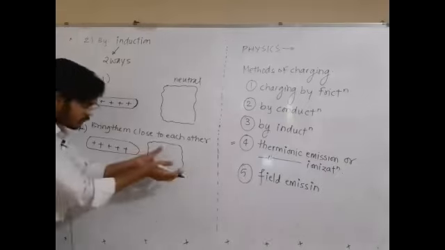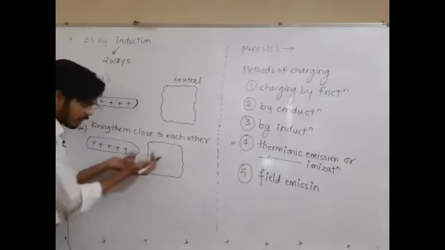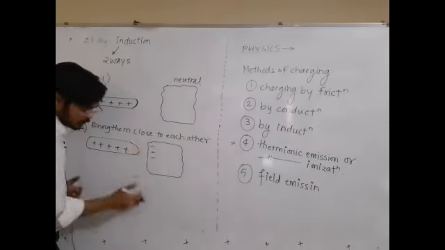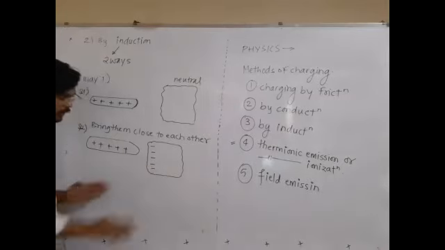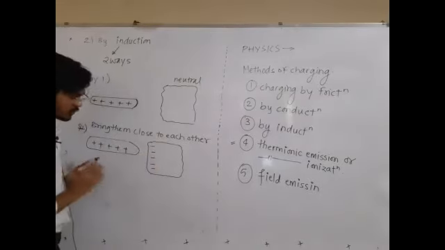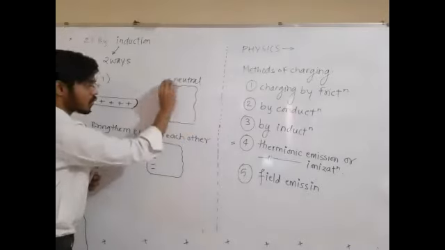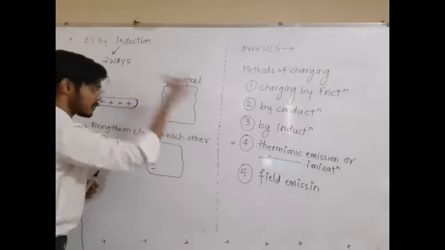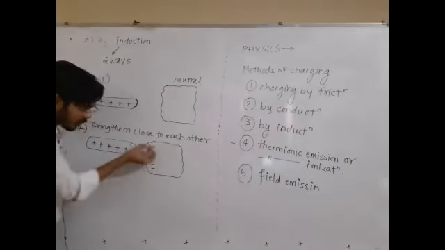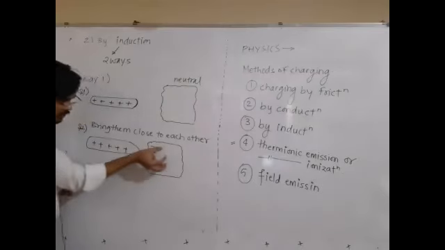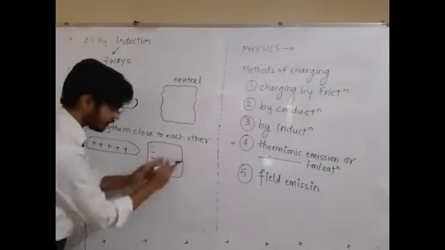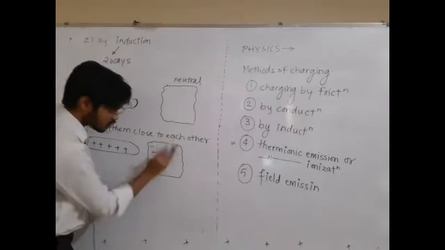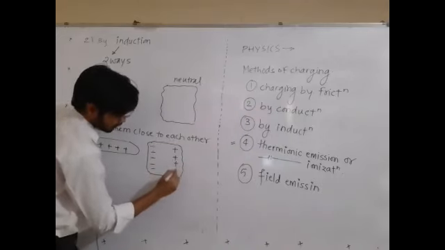So what happens? The electrons are being attracted towards this positive charge, and this region contains more number of electrons than the protons. Okay, total number of electrons and protons are equal. As a whole, the entire substance is neutral. But now in this region, electrons are gathered. They are being attracted by this positive charge. And in this region, the total number of protons is less in count than the electrons. So this region becomes positively charged.